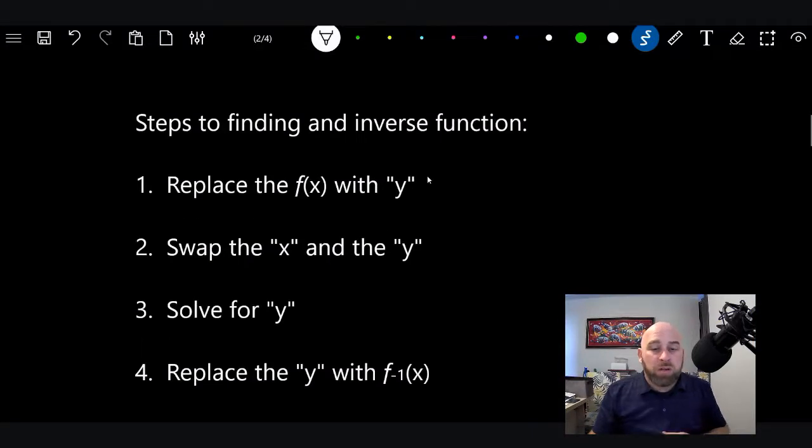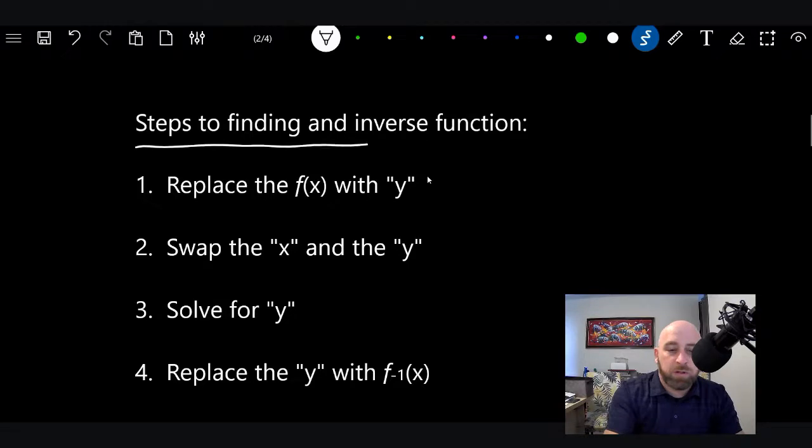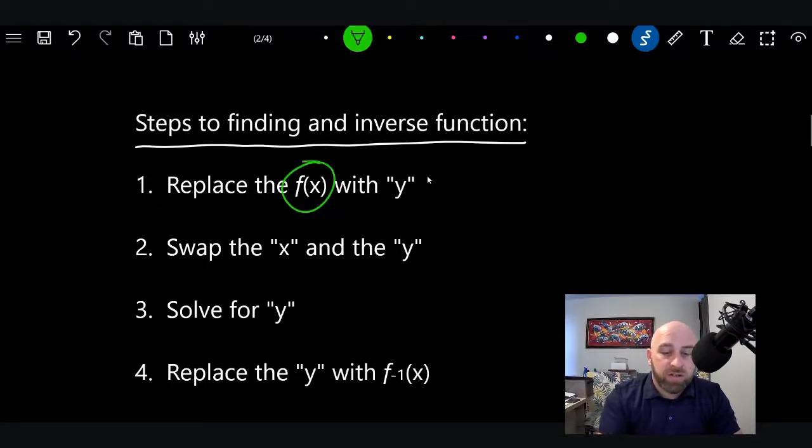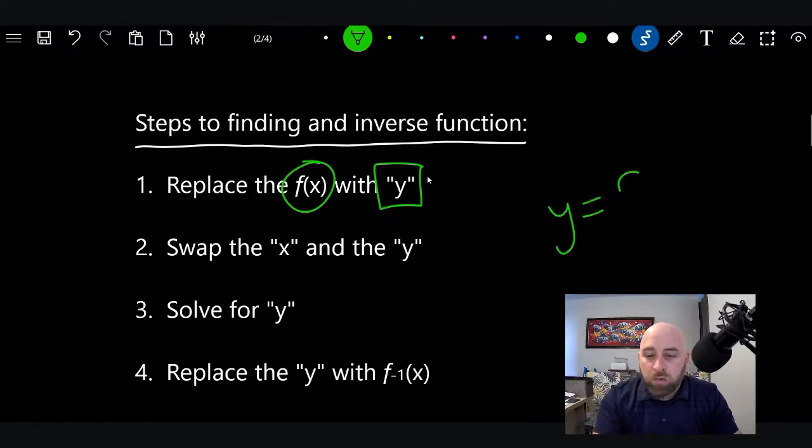Well, how are we going to do this? What are the steps? Put an underline right there. There we go. What are the steps to finding an inverse function? Well, I'm glad you asked because I'm here to tell you what they are. Number one, we want to replace the function of x with y. Now remember, y equals the function of x. We've learned that when we dealt with functions. So when we dealt with functions, we actually removed the y and put in the function of x.